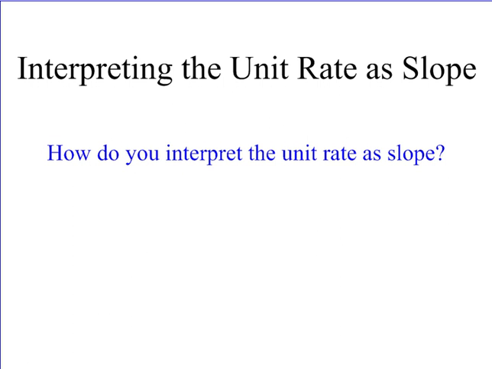Interpreting the unit rate as slope. How do you interpret the unit rate as slope? We have to remember what a unit rate is. A unit rate can be denoted by miles per gallon, miles per hour, and slope, we look at a graph to show rise over run.